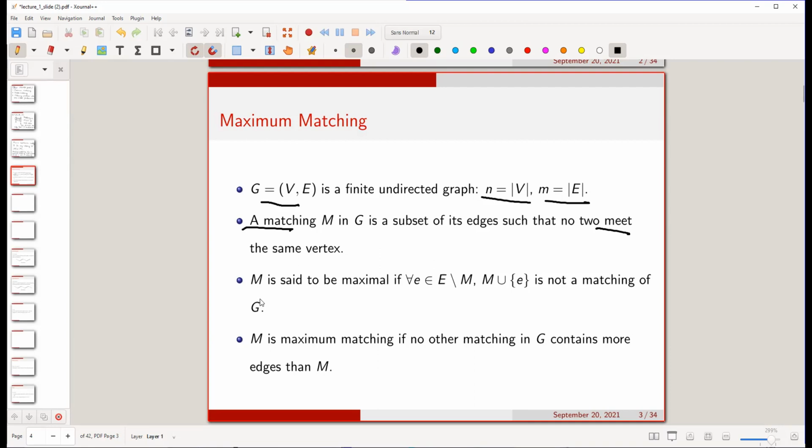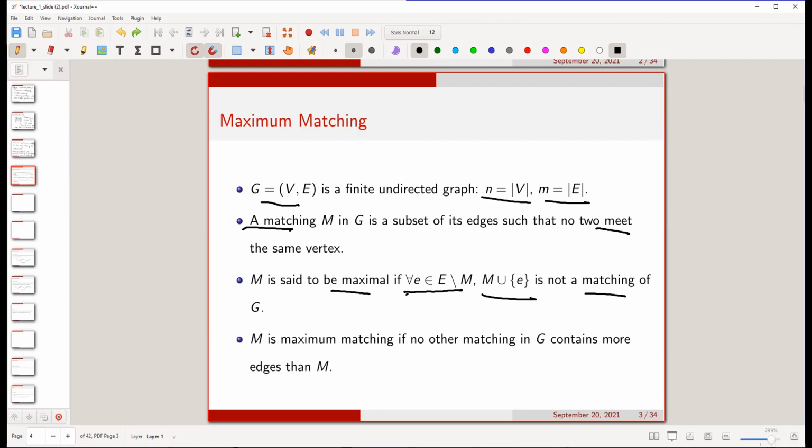And a matching is said to be maximal if for every edge E not in M, M union E is not a matching anymore. That means there will be a vertex that has two edges incident to it, and so that set of edges M union E will not be a matching anymore. And a matching is a maximum matching if there is no other matching that contains more edges than M.